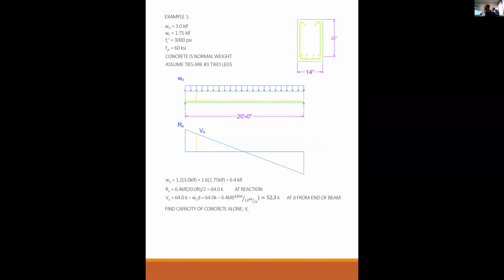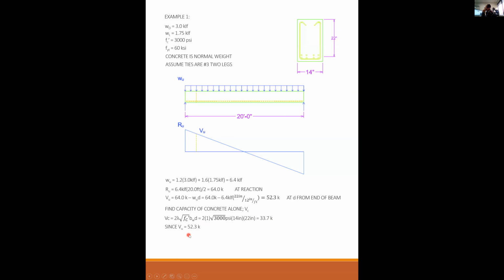All right. Next step. Find the capacity of the concrete alone, V_c. So we're going to use our simple equation. V_c is 2 lambda square root f'c b_w d. And this is why we do this first, because I know all the variables in this. I know that lambda is equal to 1 because the problem statement said normal weight. I know that the concrete is 3,000 because the problem statement said 3,000. I know the width is 14 from here. I know d is 22 from here. So there's nothing in this equation that I really need to solve for. I can just sum it up to 33.7 kips. So that part's done.